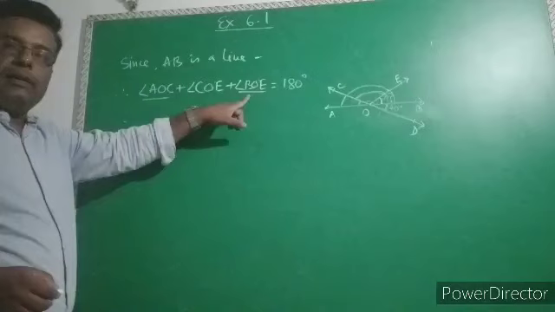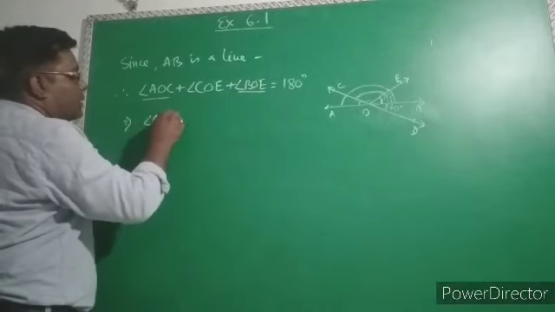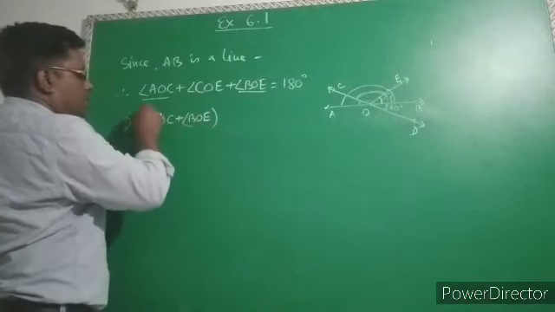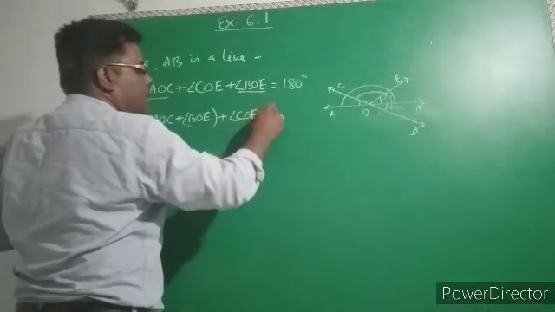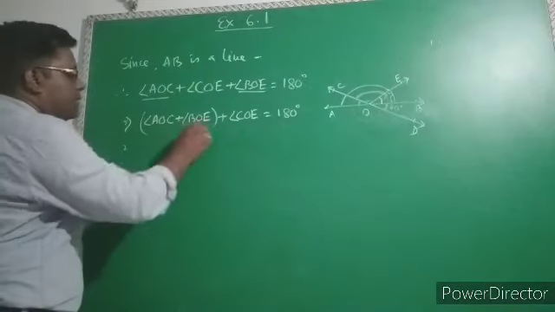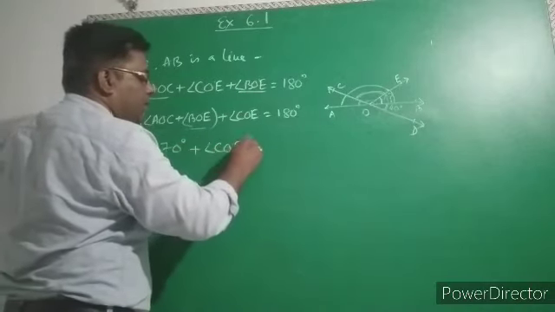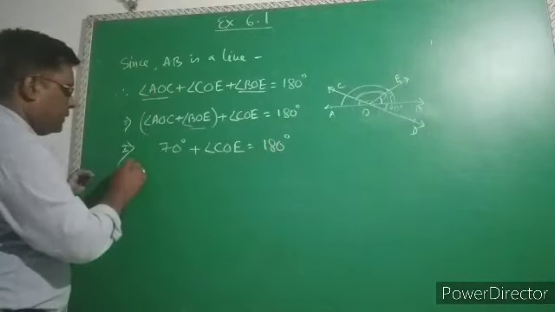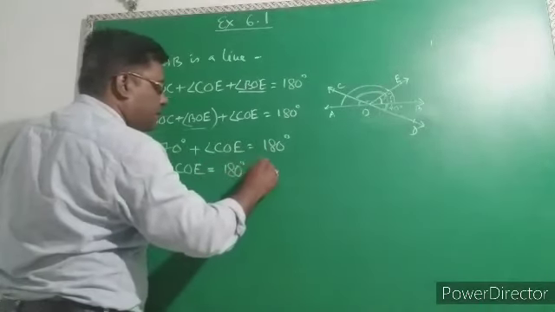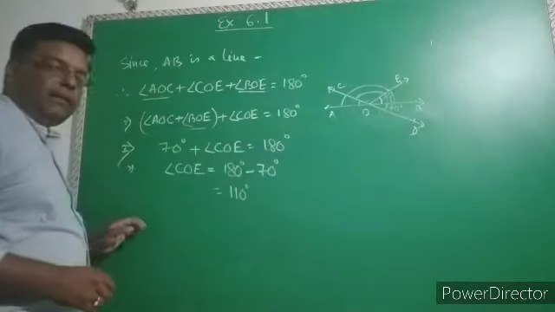Now AOC plus BOE is given, it's 70 degree. So angle AOC plus BOE plus angle COE is equal to 180 degree, so 70 degree plus angle COE is equal to 180 degree, that is angle COE is equal to 180 minus 70 degree, so we get 110 degree.